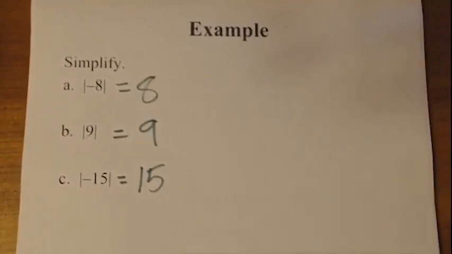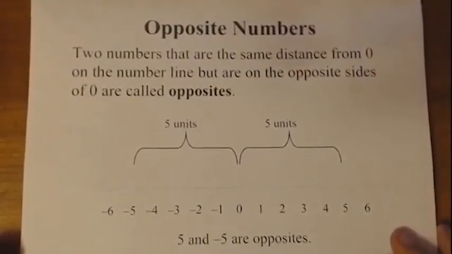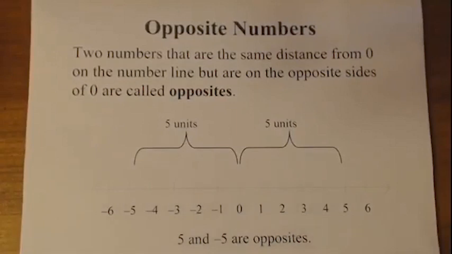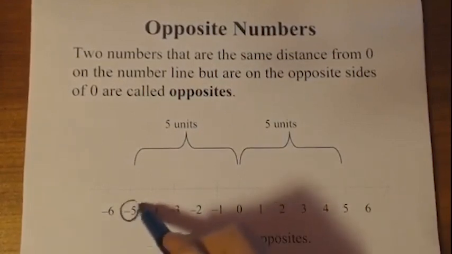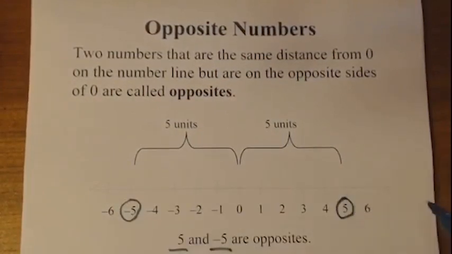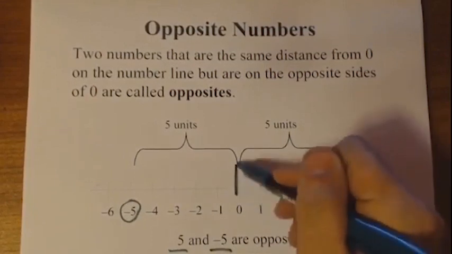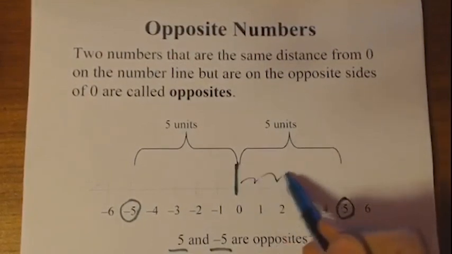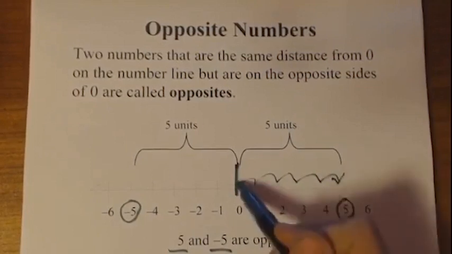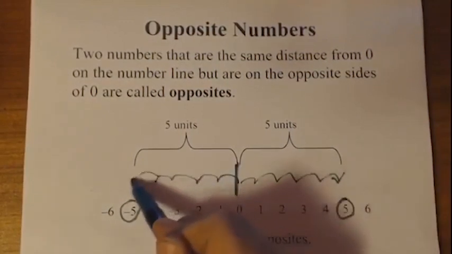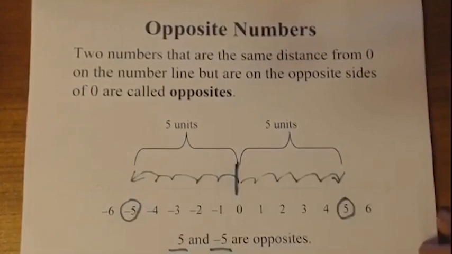Now, similar but different is the concept of opposite numbers. Opposite numbers are two numbers that are the same distance from 0 but on opposite sides of 0. For instance, 5 and negative 5 are opposites. Here's negative 5 over here. Here's positive 5 over here. They're both 1, 2, 3, 4, 5 units away from 0.